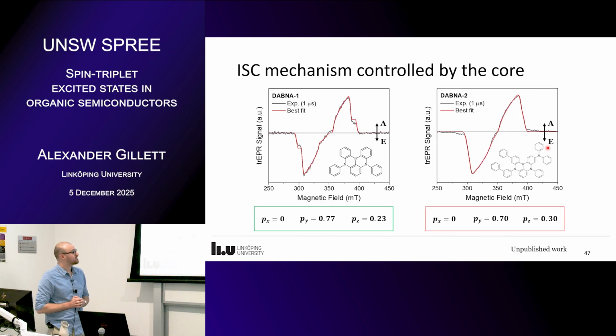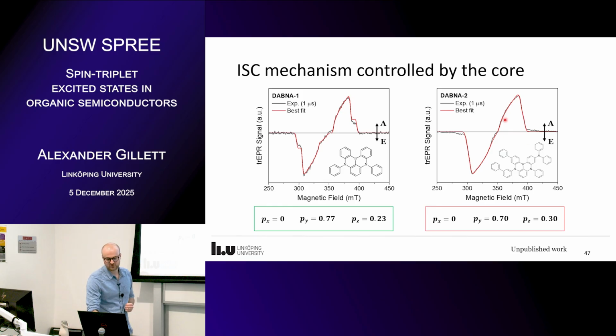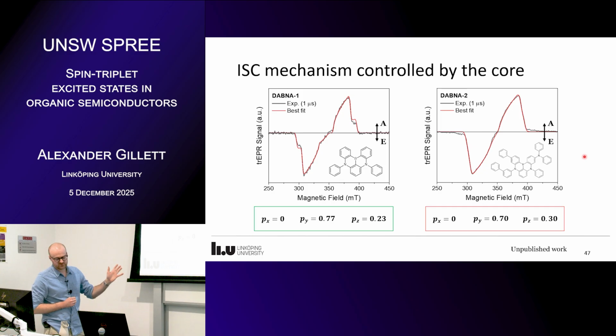So we measured our transient EPR, and IVS as well, but I won't show that. Very similar spectrum. There's a bit more spectral broadening here, but otherwise the simulation shows very, very similar triplet sublevel populations between Dabner 1 and the better one with all the stuff on the outside. I haven't shown the IVS, but we see coupling to very, very different modes in that IVS spectrum.